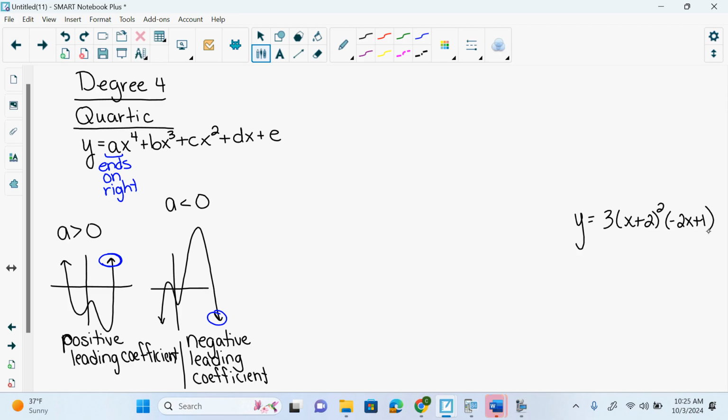Because if I expand this out, I have 3, x plus 2, x plus 2, negative 2x plus 1. If I expand this out, it would be 3 times 1x times 1x times negative 2x, and it would actually be negative 6x cubed. So this is actually a negative leading coefficient. It would end down. So you can't go based off of just that number sitting in front. Does that make sense? You have to actually expand it out. All right, that's just a caveat. Don't worry about that. Okay.